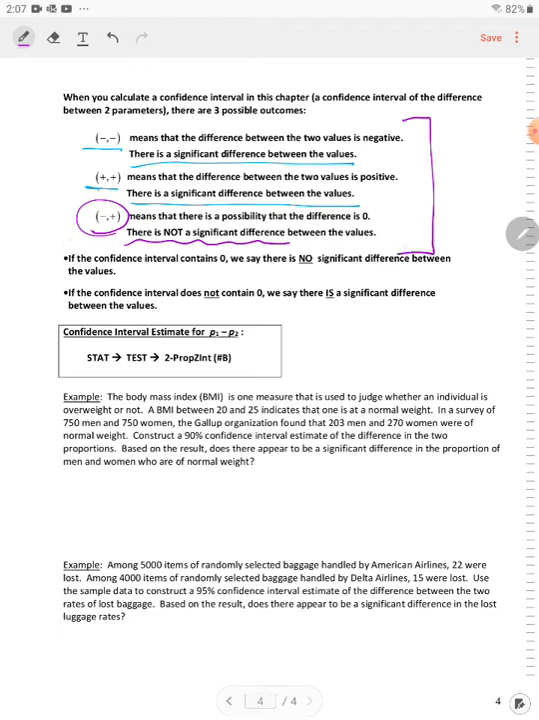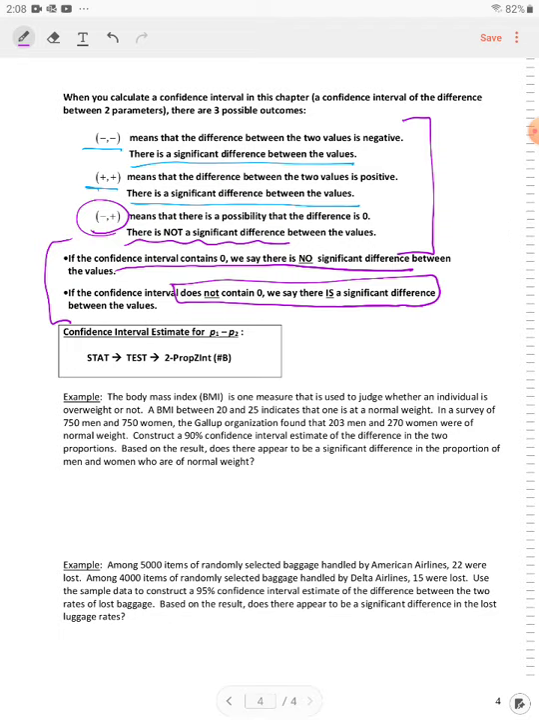Now, the other way is to ask yourself, is 0 in the confidence interval or not? If the confidence interval contains 0, there is no significant difference. If it does not contain 0, there is a significant difference. So again, we'll have to test it and see what type of numbers we get in our interval. What are the signs of the numbers?